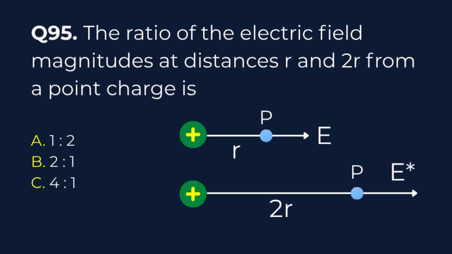Question 95. The ratio of the electric field magnitudes at distances r and 2r from a point charge is: a) 1 is to 2, b) 2 is to 1, c) 4 is to 1.